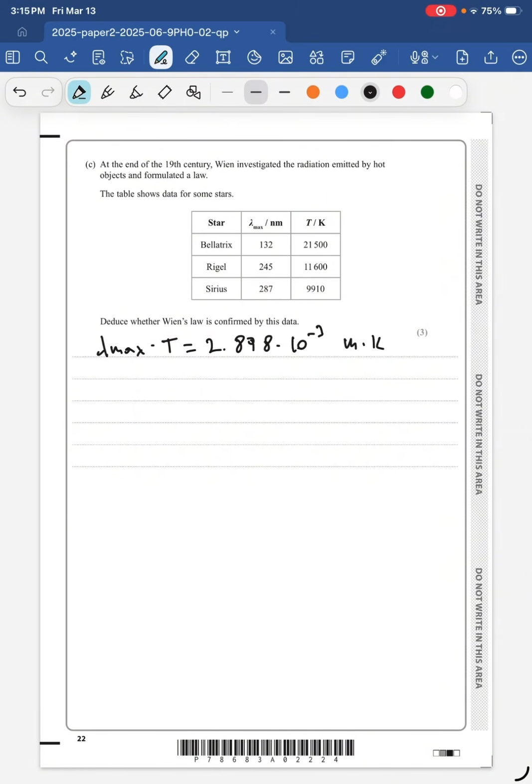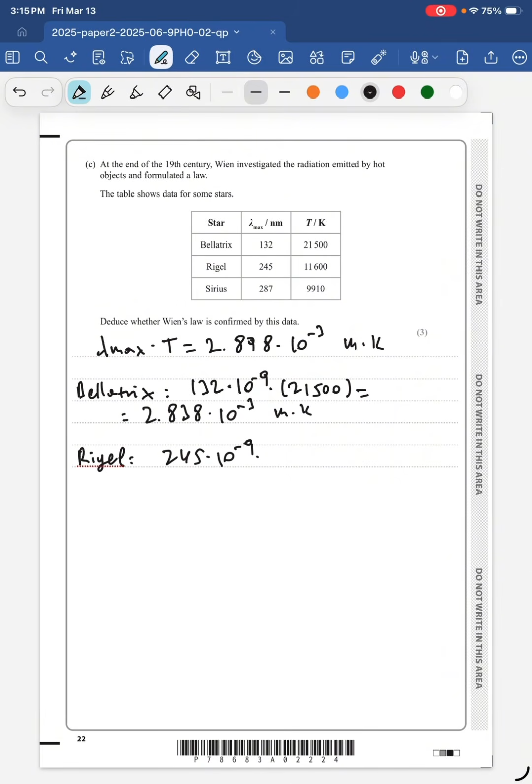Okay, let's go find lambda times T for these stars. So for Bellatrix, we have 132 times 10 to the negative 9 times 21,500. This yields 2.838 times 10 to the negative 3 meters kelvin. Okay, that looks good to me. Now for Rigel.